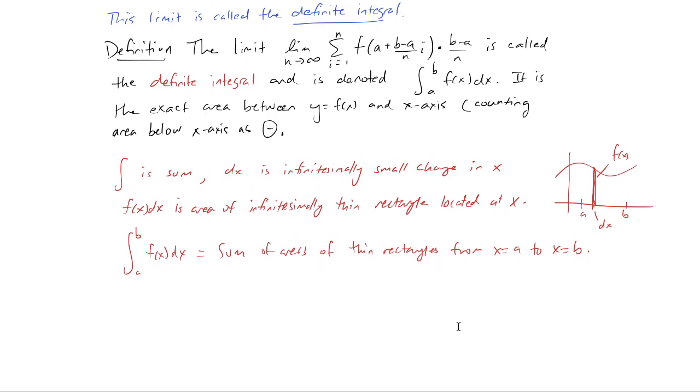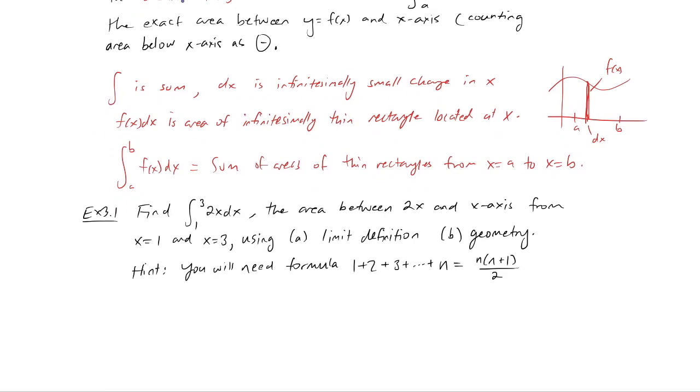Let's look at an example. So find the definite integral from 1 to 3 of 2x dx, which is the area between 2x and the x-axis from x equals 1 to x equals 3, using the limit definition with the Riemann sum and geometry. And when we find definite integrals, we often use the word evaluate. So in the future, this might be phrased evaluate.